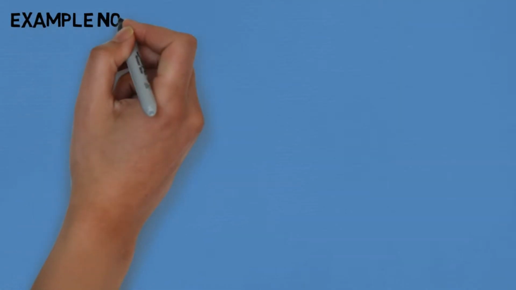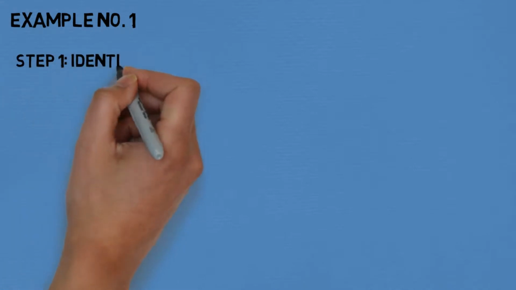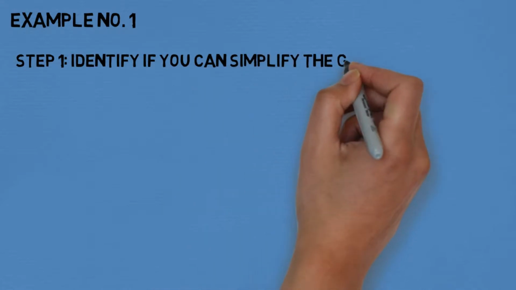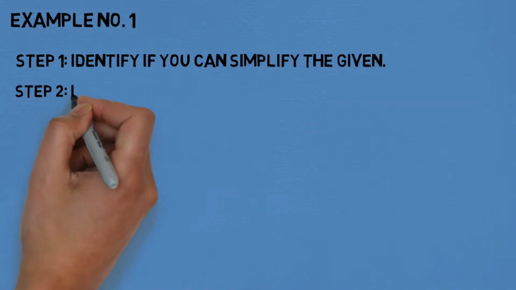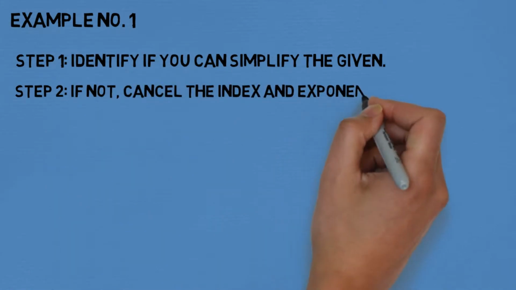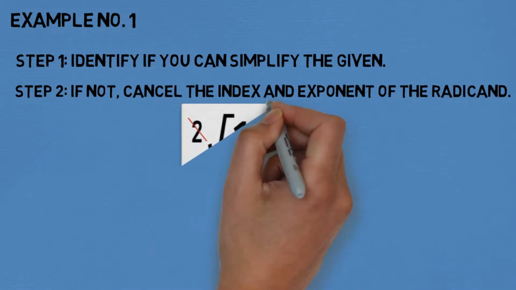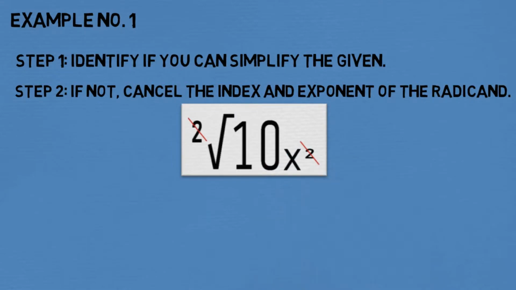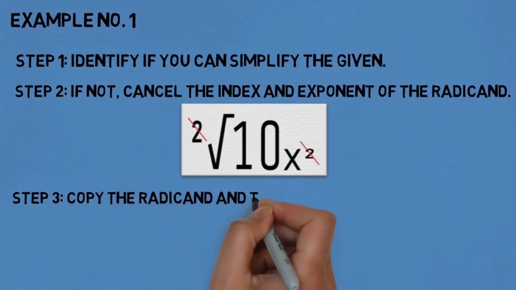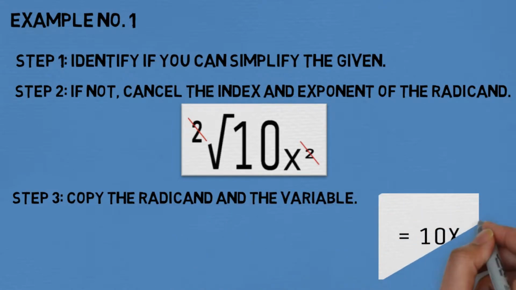Example number 1. Step 1. Identify if you can simplify the given. The given radicand to the expression cannot be simplified. Step 2. If not, cancel the index and exponent of the radicand. Cancel the index, which is 2, and the exponent of the expression. Step 3. Copy the radicand and the variable, equal to 10x.